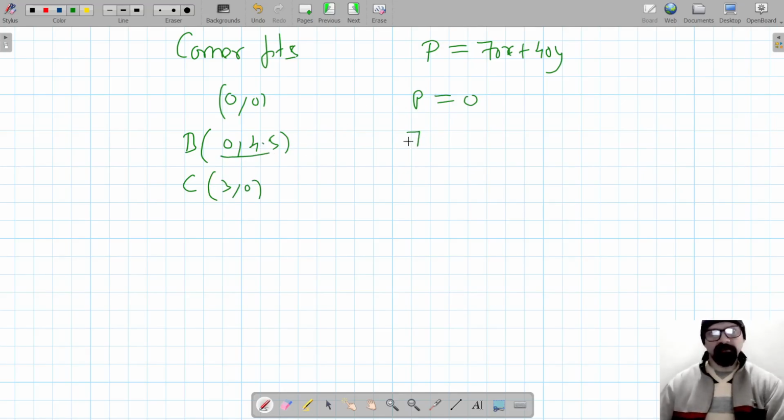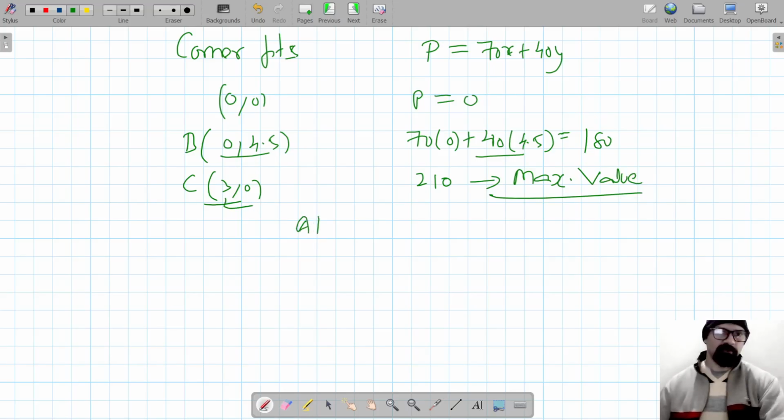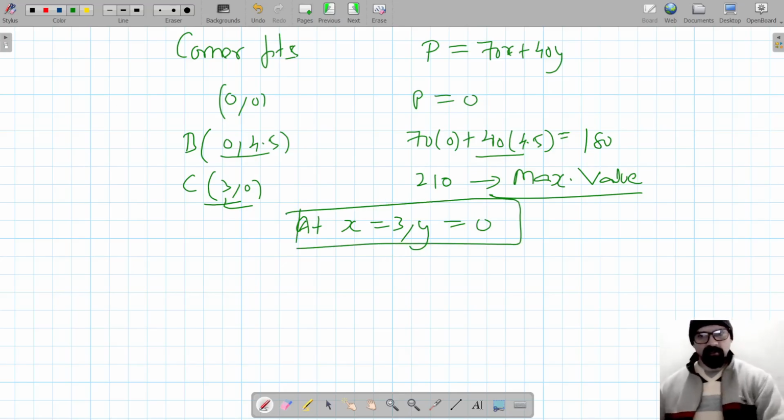For B, if we find the value of P, it will be 70 times 0 plus 40 times 4.5. 70 times 0 is 0, and 40 times 4.5 is 180. For C, the value of P will be 210. So obviously the maximum value is 210, not 180. This is the maximum value, and you get it at x equal to 3 and y equal to 0. So this is how you find the maximum value of P is equal to 210, at x is equal to 3 and y is equal to 0.